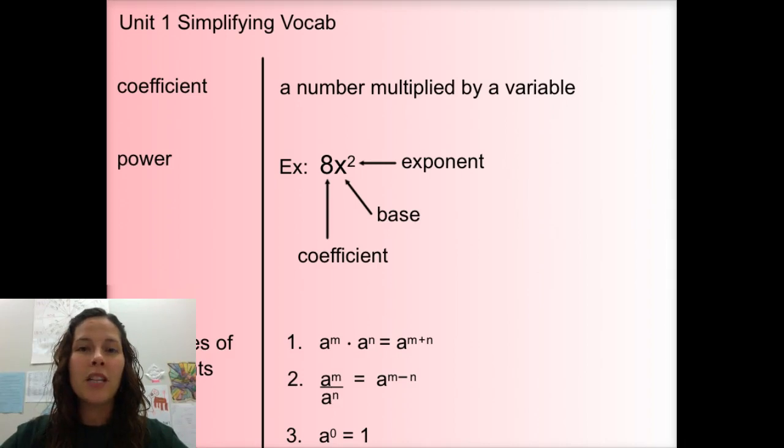So first of all, it's really important that we understand what the word coefficient is. A coefficient is a number that is multiplied by a variable. The reason it's so important to be able to differentiate between a coefficient and an exponent is because we treat them differently when we're simplifying expressions.